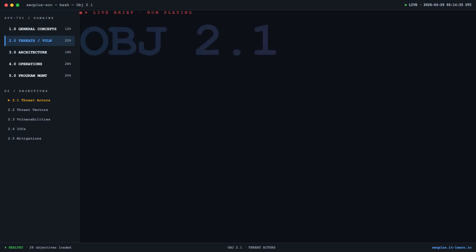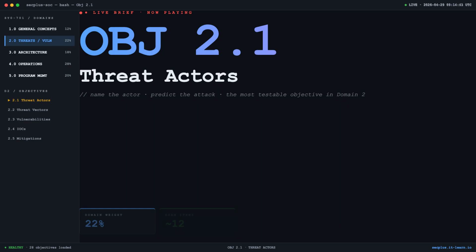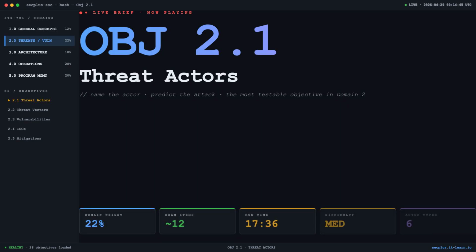Welcome to Domain 2. We just spent Domain 1 on architecture, on the controls, on the principles. Now we turn the lights off and look at who is actually trying to break in. This is threat actors and motivations, and it is one of the most testable objectives on the whole exam because if you can name the actor, you can predict the attack.